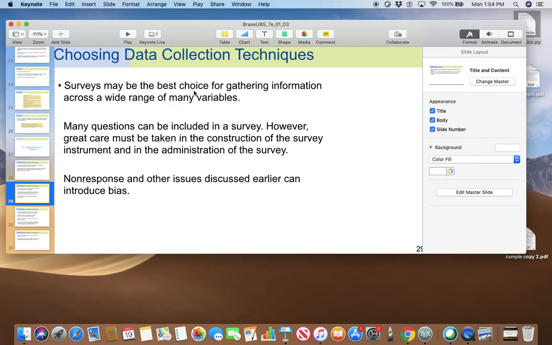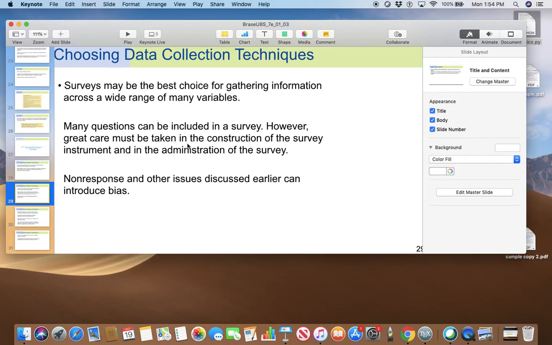Surveys may be the best choice for gathering information across a wide range of many variables. So if you have many variables to worry about, for example, what is your working condition, your office or wherever you work, then it's better to have a survey because you can have many questions addressed in one survey.